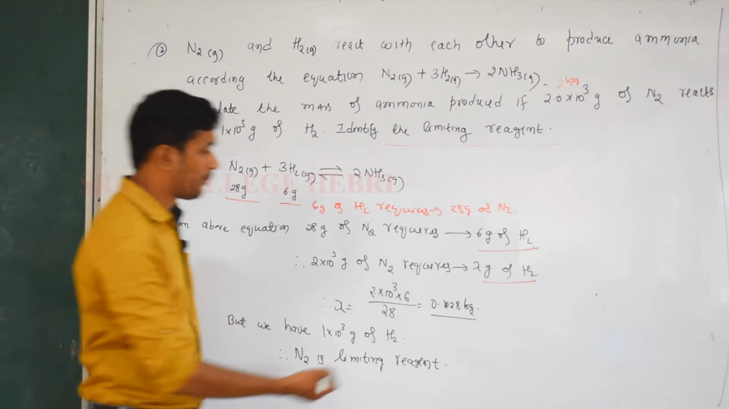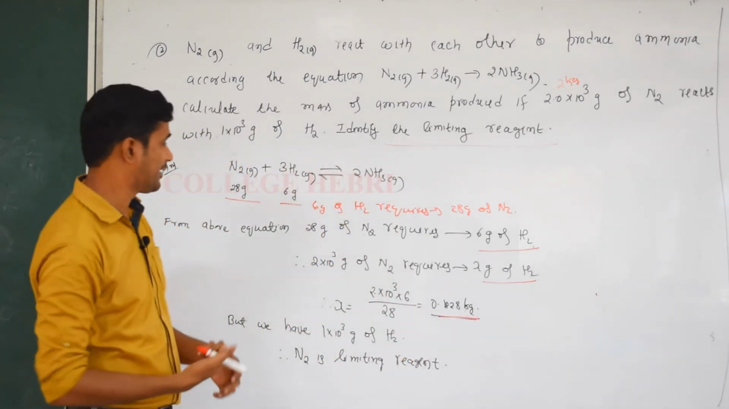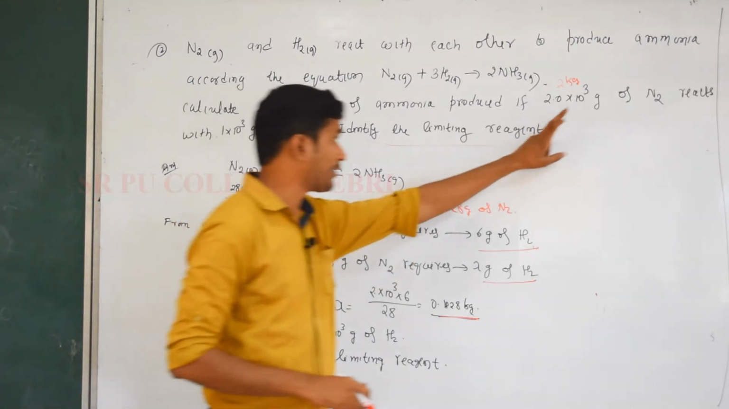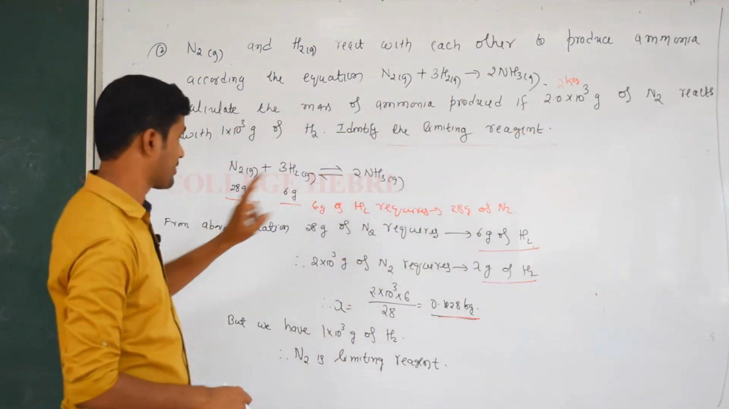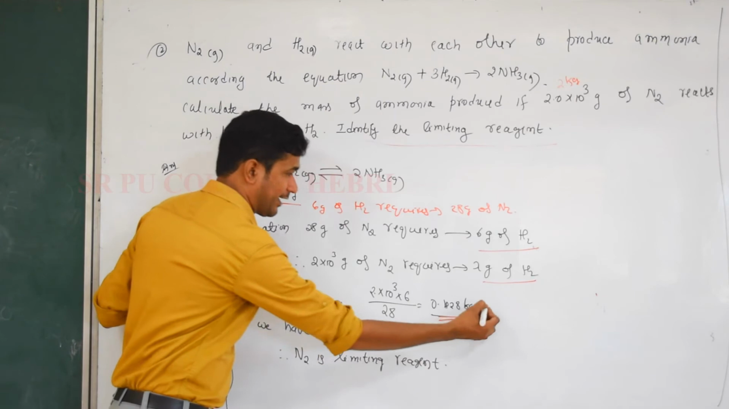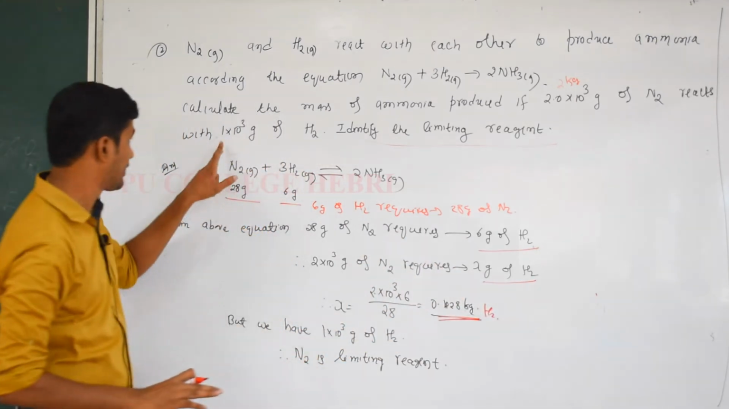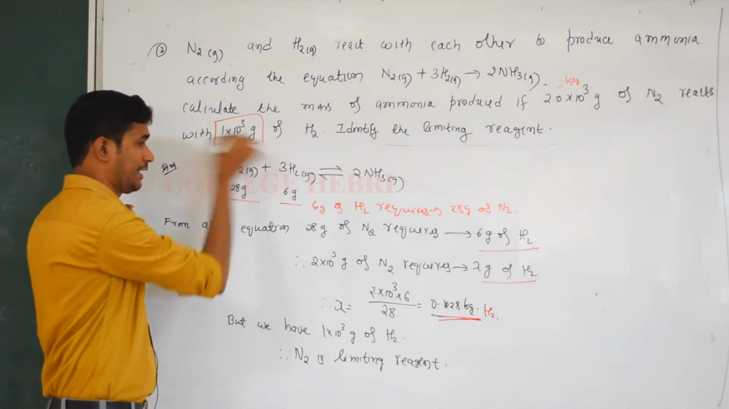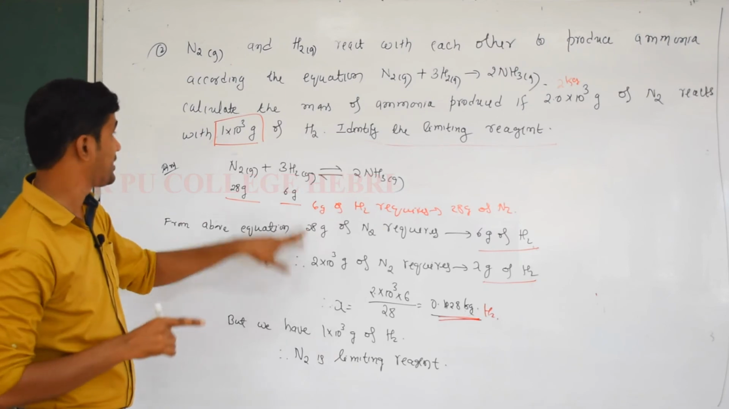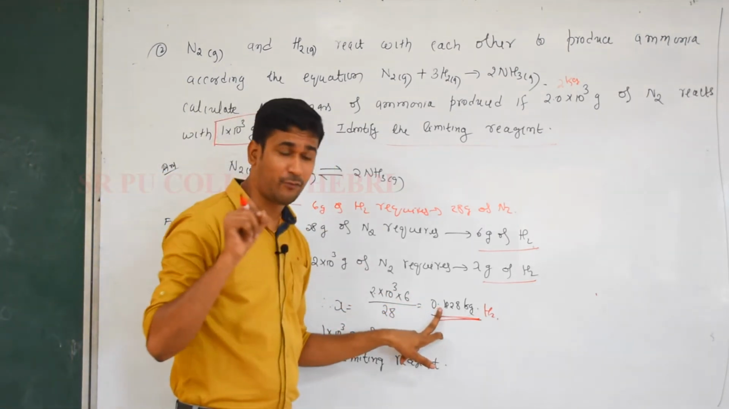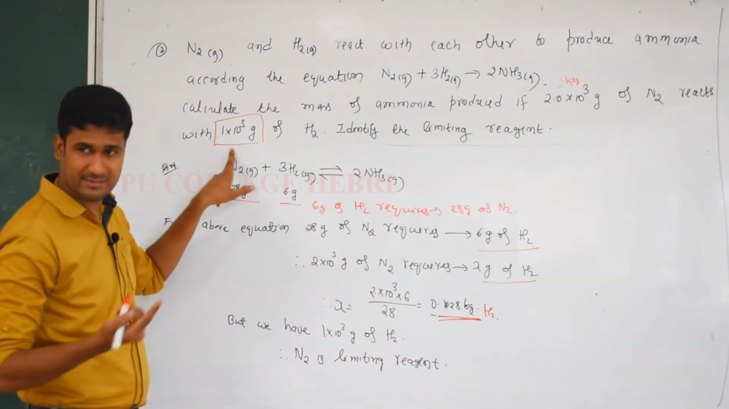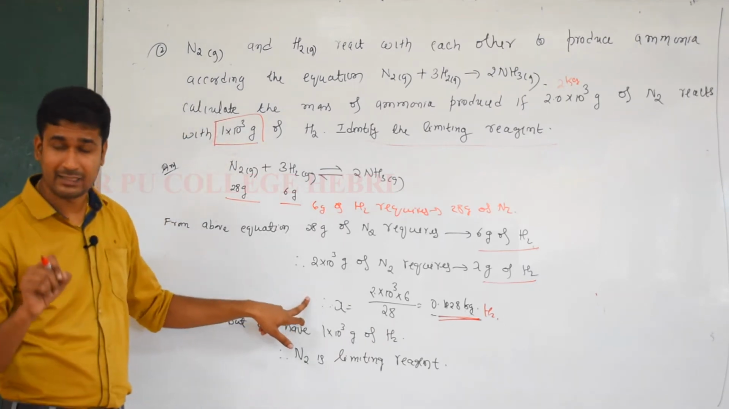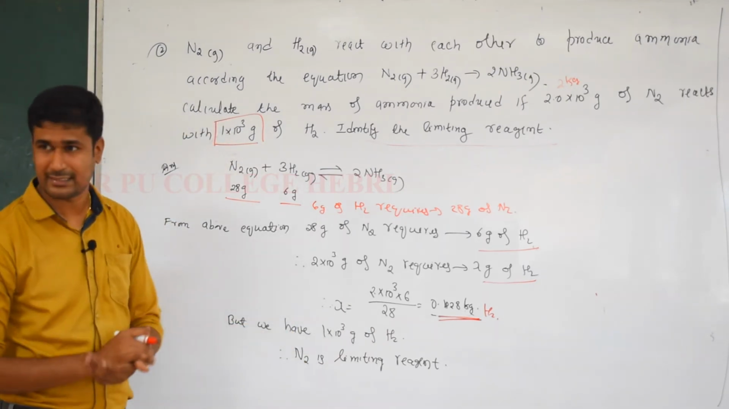X is equal to what? 0.428 kg. What did you understand here? 2 kg of nitrogen, 2 into 10 to the power of 3 gram of nitrogen requires only 0.428 kg of hydrogen. Understood? This is all we need. But how much have they given us? They have given 1 kg or 1 into 10 to the power of 3 gram. Is it making sense? How much hydrogen is needed for 2 kg? Only 0.42 kg. So which one is in excess? Hydrogen is in excess. Understood? So hydrogen is in excess, therefore which is the limiting reagent? Nitrogen is the limiting reagent.